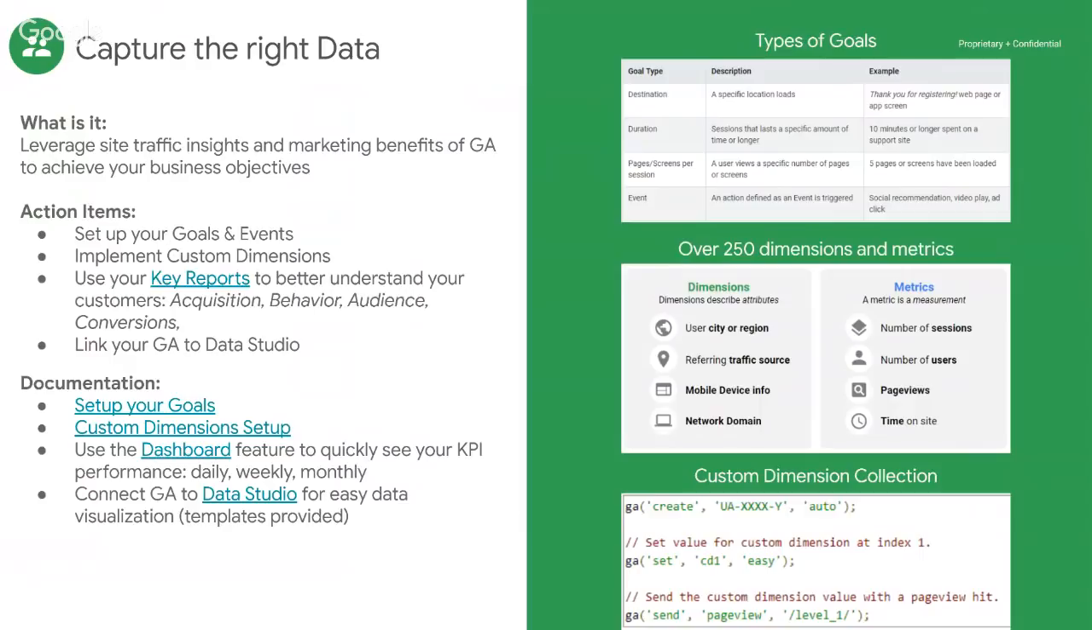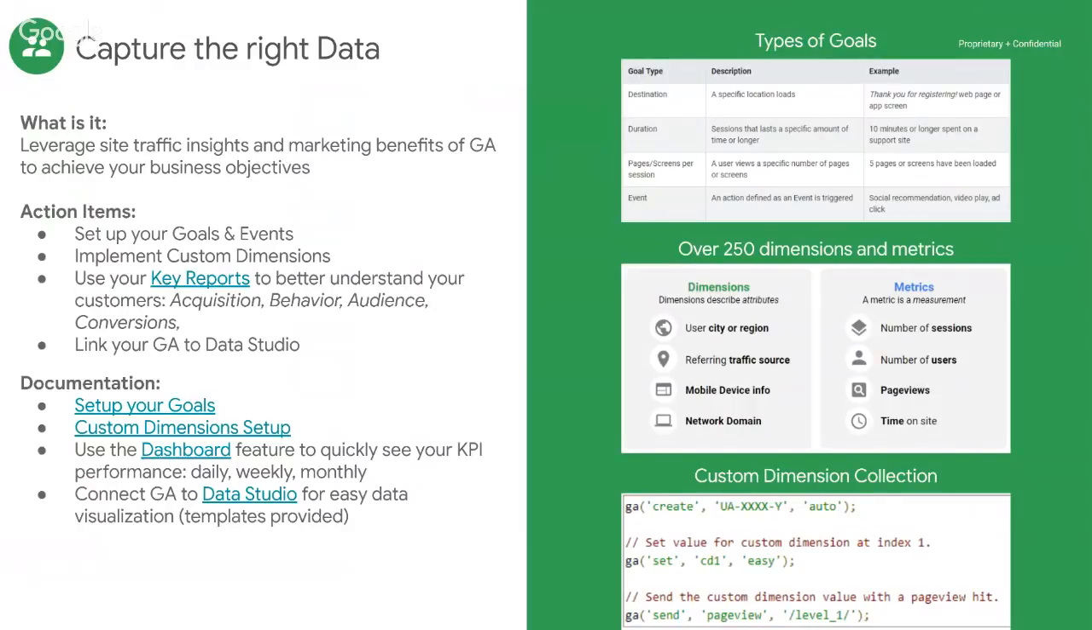As I just said, you can implement some custom dimensions to bring in some of your CRM data into your reports for better offline and online vision of your customer journey. So these are a couple of types of goals that you can implement: destination, duration, pages/screens, or events, such as an action defined as an event would be someone who triggers a video or reads an article, clicks on something. So this is important.